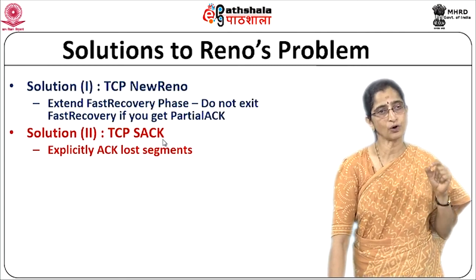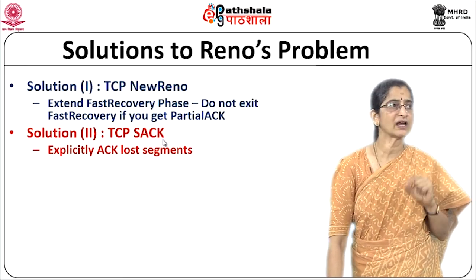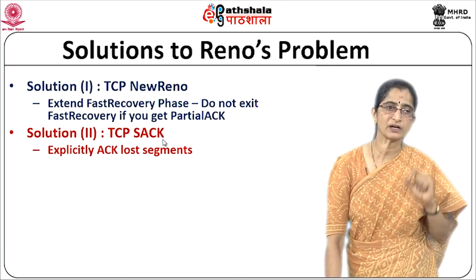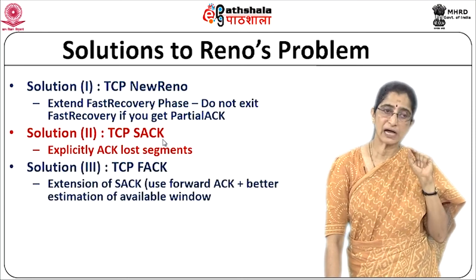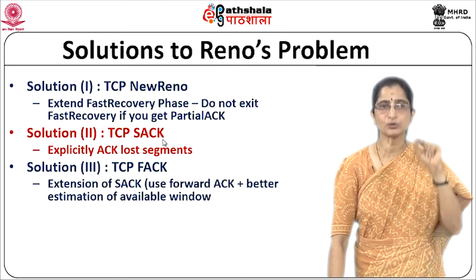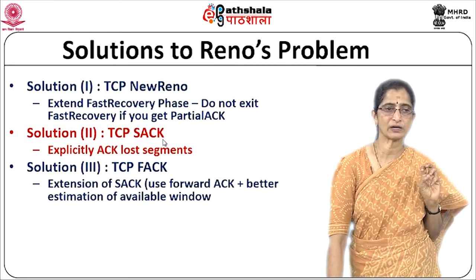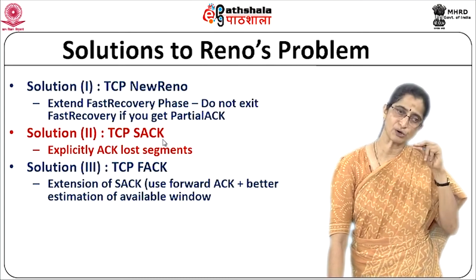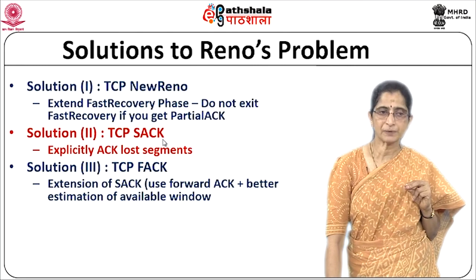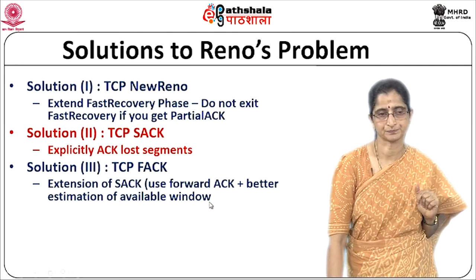So, here what is done is there is a new option added in TCP which allows TCP to acknowledge the lost segments. If you acknowledge lost segments alone, then only those segments can be retransmitted. The third thing that we have is what is called TCP's forward acknowledgement. This is actually an extension of the SACK mechanism itself, plus there is a better estimation of the available window that you can transmit.